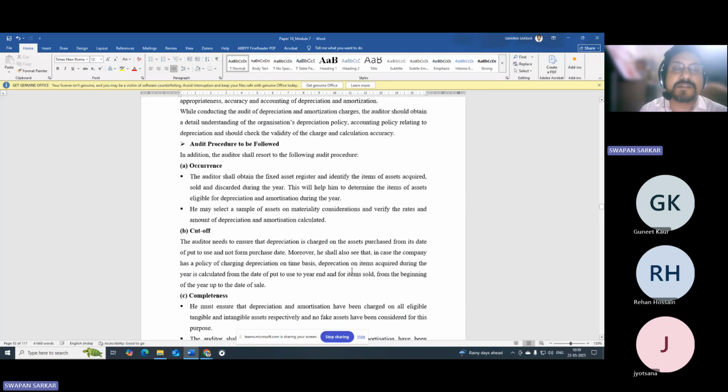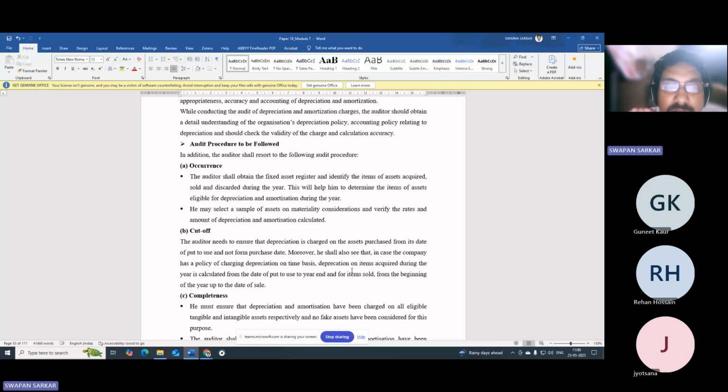First of all, occurrence. The auditor shall obtain the fixed assets register and identify the assets acquired, sold or discarded in the year. This will help him to determine the items of assets eligible for depreciation and amortization during the year. He may select a sample of assets on materiality consideration and then verify the rates and the amount of depreciation calculated.